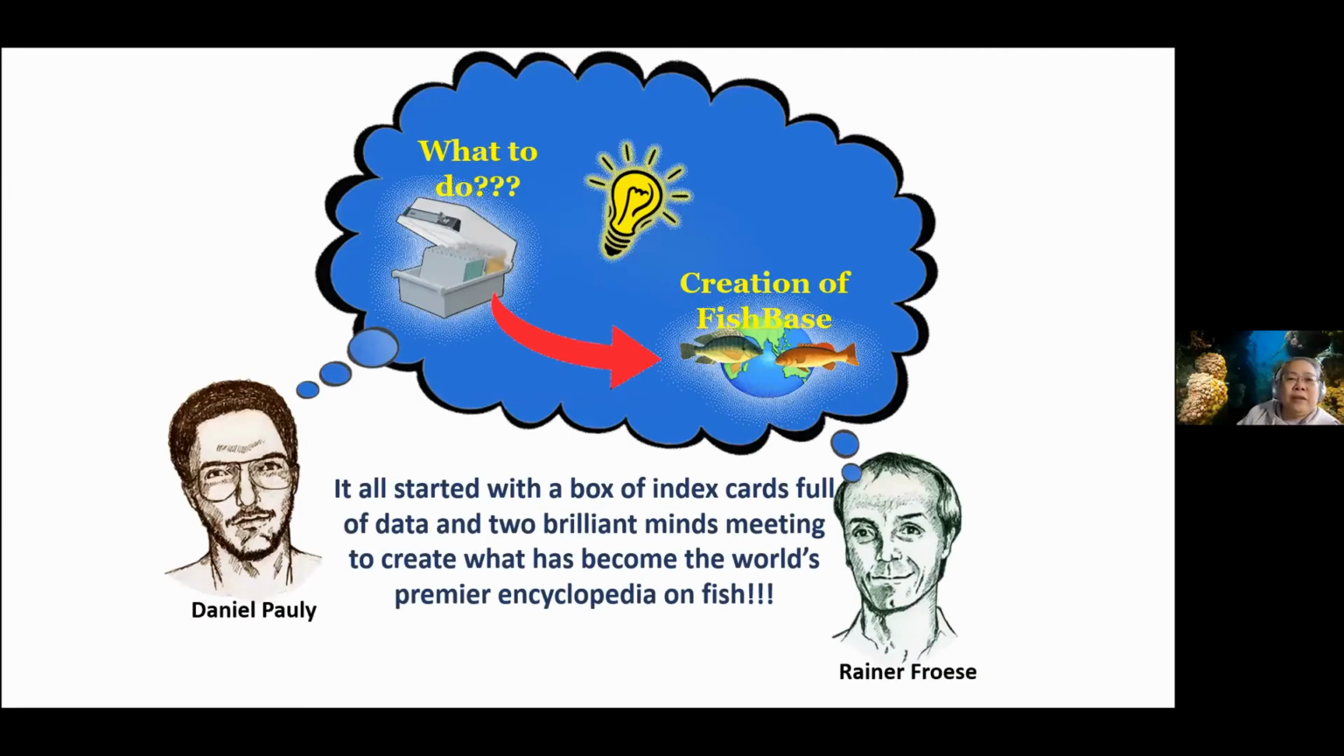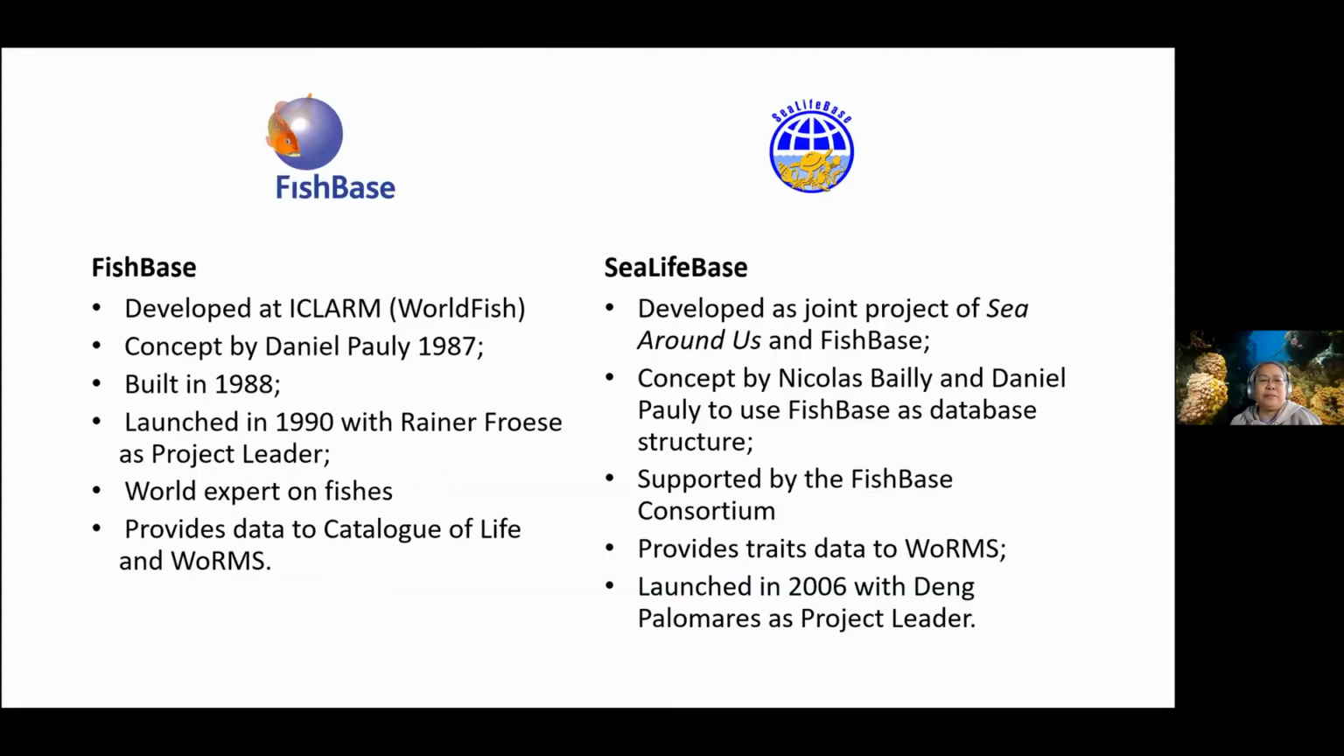So it all started with Daniel with a box of cards that he wanted to use to make an encyclopedia of fish. And the creation of FishBase happened in 1989 when Daniel met with Reiner, and the two of them had this bright idea about creating a database out of this box of records, individual fish records that Daniel had. And that's 1989, that's when the story of FishBase started.